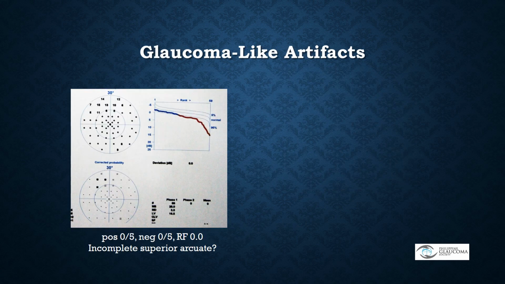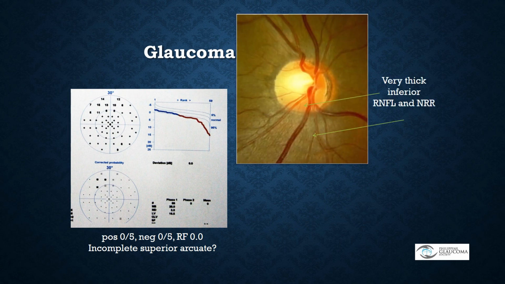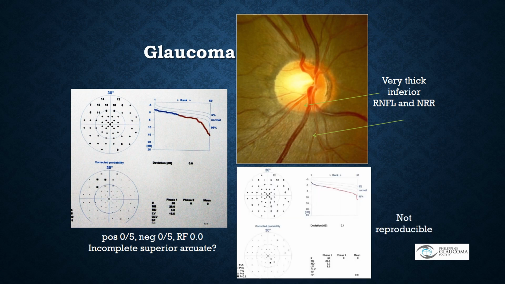So here's an example of a glaucoma-like artifact. This looks like a possible incomplete superior arcuate scotoma, with very good reliability. But when we look at the patient's disc, if we look in the corresponding area, the RNFL looks very healthy and the neuroretinal rim is still quite thick. So what is it? When we do a repeat test, it's not reproducible.